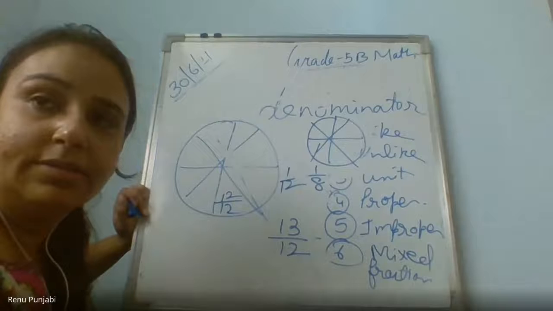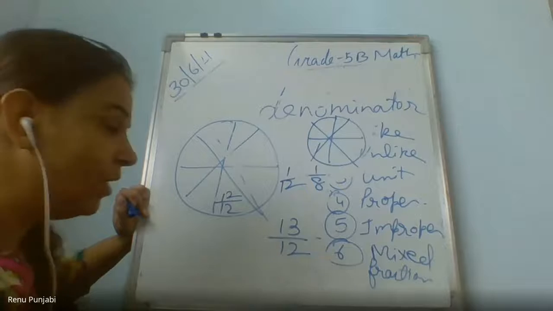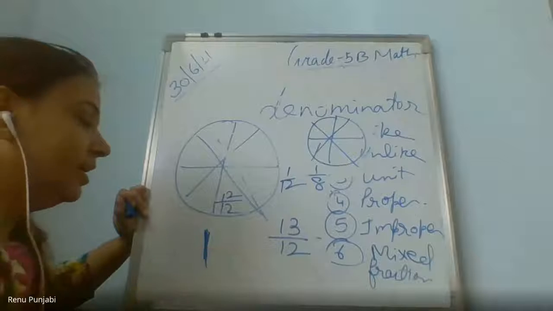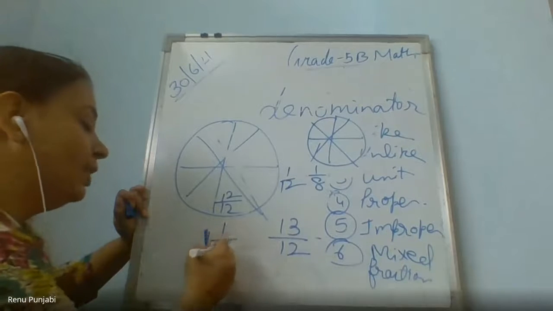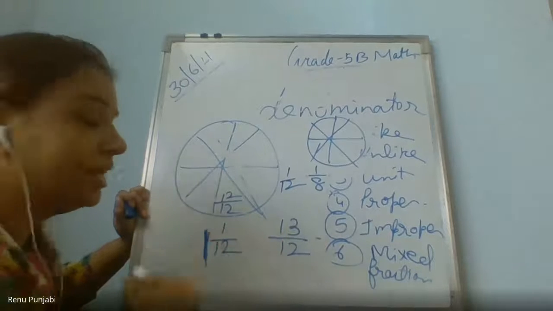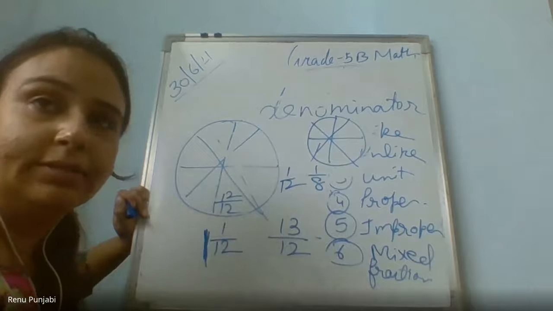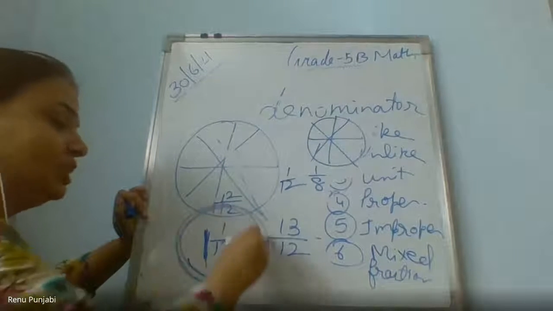Ma'am, we do plus and so we get the answer. Now, how will I write it in the mixed fraction? One whole pizza I have given, and 1/12 part I have given from the another pizza. Then it will become 13/12. Got it? So we write the mixed fraction in this way.